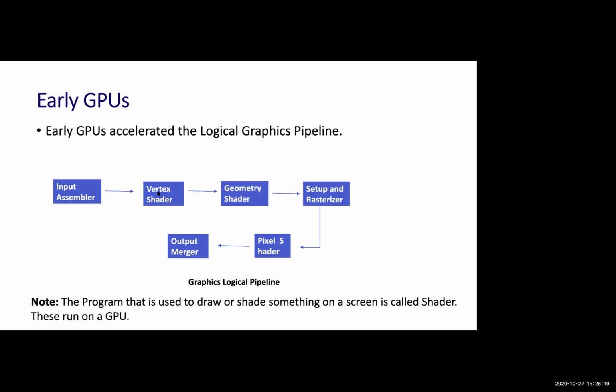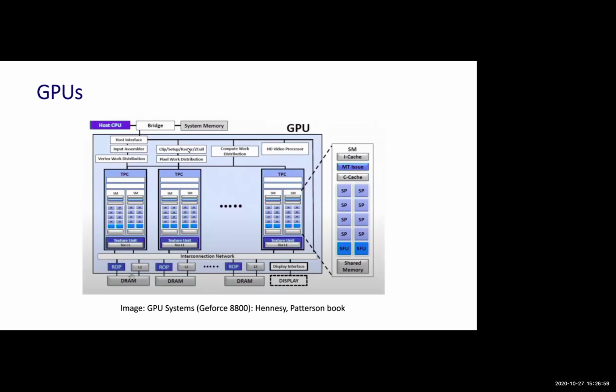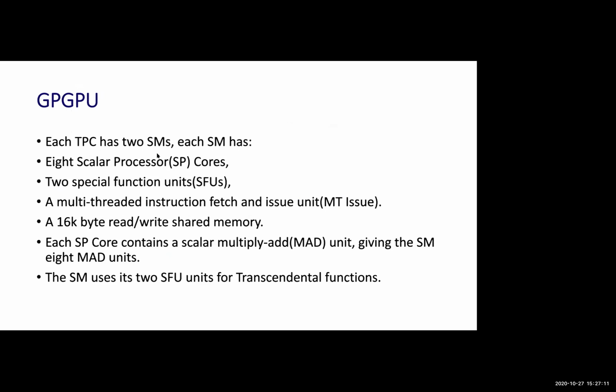These blocks, like the vertex shader and geometry shader, are used for different things: one for drawing triangles, one for drawing points, and some other shader for drawing polygons or something. These are all called shaders. A shader is a program that gives the appearance on the screen, and those will be computed on the GPUs. Using these blocks, like host, clipboard setup, raster, and compute work distribution, like vertex work distribution, the GPU runs the graphics rendering applications.